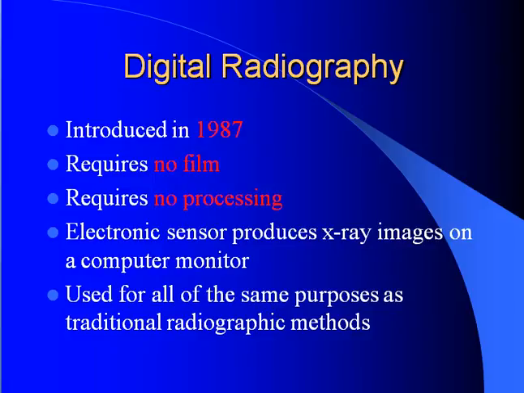Digital radiography was introduced in 1987 and it requires no film and no processing. Instead, an electronic sensor produces X-ray images on a computer monitor. These are used for the same purposes as traditional radiographic methods.